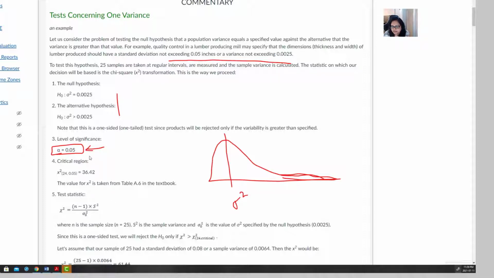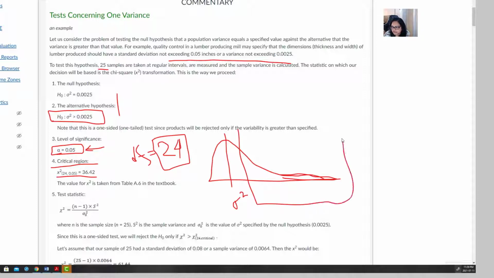And then in the chi-square distribution, what's the critical region? At first you need to find the degrees of freedom. The degrees of freedom here is sample size minus 1. The sample size is 25, so the degrees of freedom is 24. So we have to go to the chi-square table and find, for 24 degrees of freedom and level of significance 0.05, the critical region. The critical region depends on what's in the alternative hypothesis. That means it's on the right side over here.